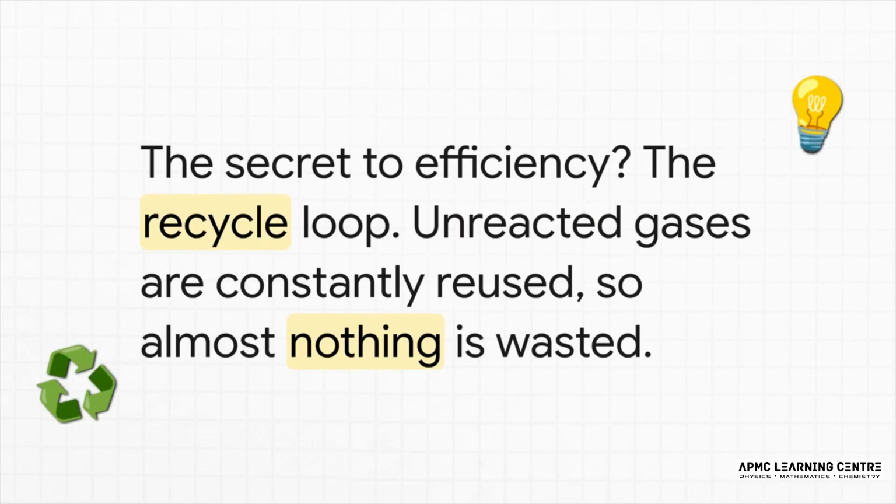The secret weapon is the recycle loop. That 85% of unreacted nitrogen and hydrogen, it's not waste. You just pipe it right back to the beginning, recompress it, and send it through the reactor again and again and again. By constantly recycling your raw materials, you waste almost nothing, pushing the overall efficiency of the entire process up to an incredible 98%. It's a brilliant, elegant solution to that low-yield problem.